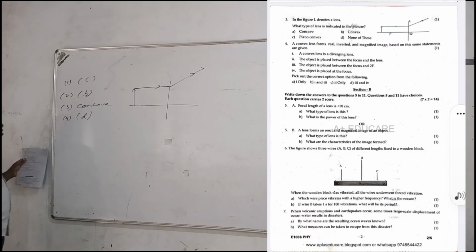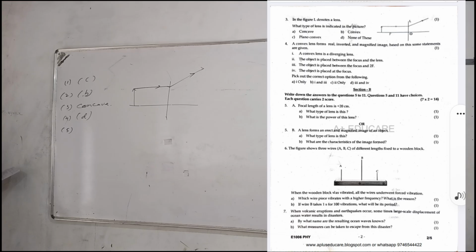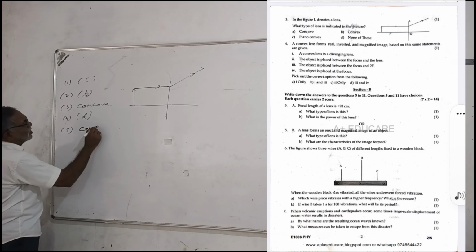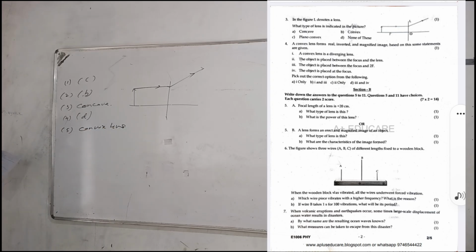When the object is placed between F and 2F, you are getting a real, inverted, magnified image on the other side of the lens. Fifth question, look. Focal length of a lens is plus 20 centimeter. What type of lens is this? Since it is plus 20, we can write the answer: convex lens. What is the power of the lens?